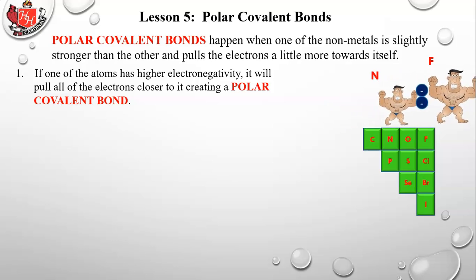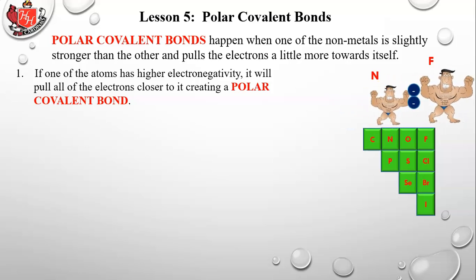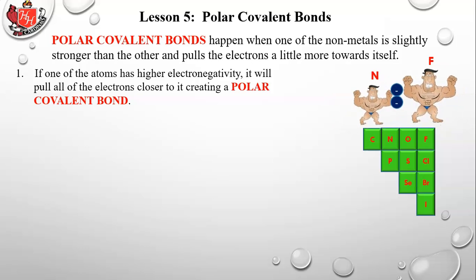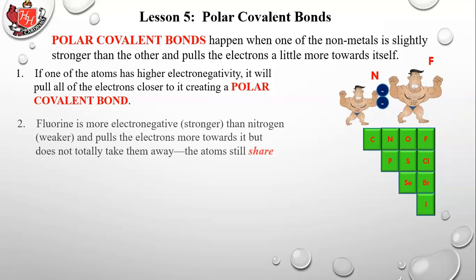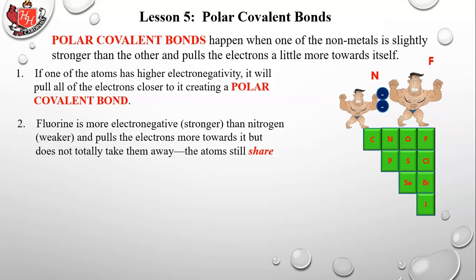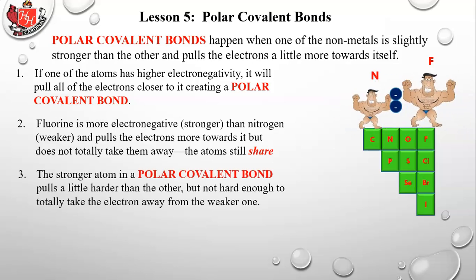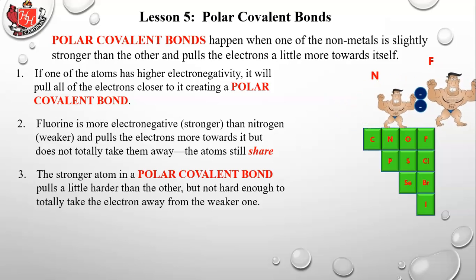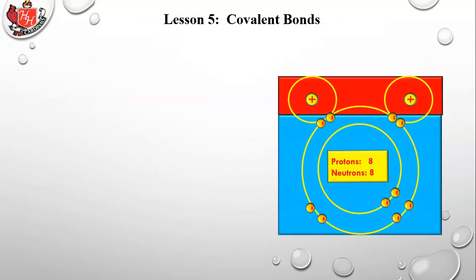So here in this example, you have 2 nonmetals, but fluorine has a higher electronegativity than nitrogen. So it is going to pull the electrons closer. The electrons will be pulled closer to the fluorine and pulled away from the nitrogen. Fluorine is more electronegative, stronger than nitrogen, which is weaker, and pulls the electrons more towards it. But it does not totally take them away. The atoms still share the electrons. The stronger atom in the polar covalent bond pulls a little harder than the other, but not hard enough to totally take the electron away from the weaker one.